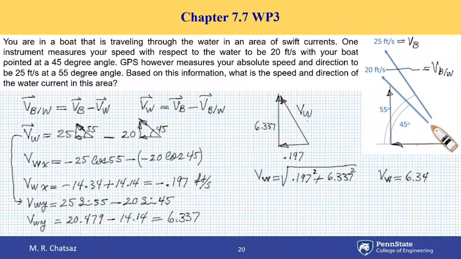6.34 feet per second. Observe that since the x component is small compared to the y component, it doesn't contribute much to the magnitude, so the final answer is very close to the y component. This tells us that the angle has to be a steep angle.